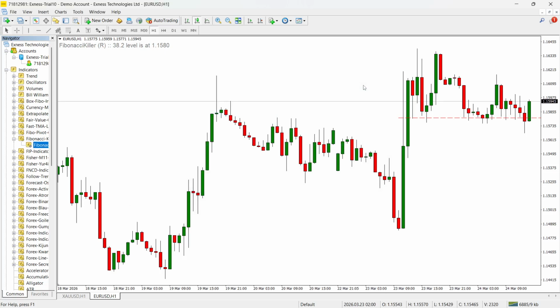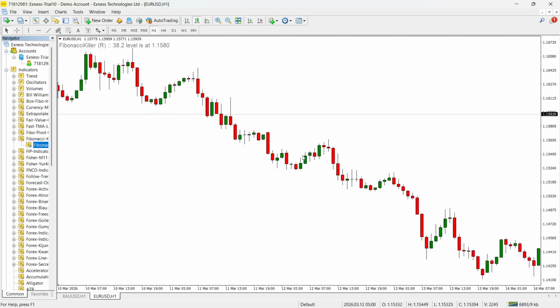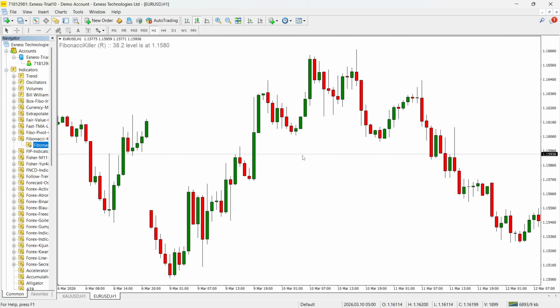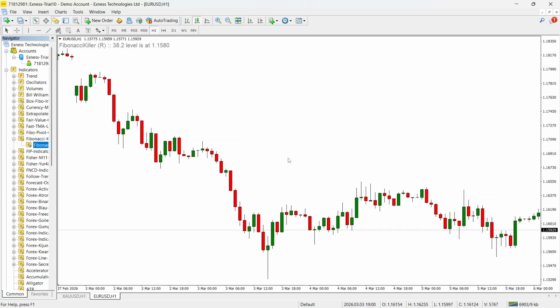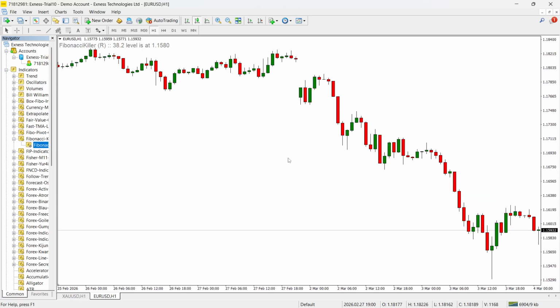So who's the indicator for? The Fibonacci Killer Indicator is suited to traders who rely on Fibonacci retracements to time entries in the direction of the main trend, but prefer a clean chart with just one key level highlighted. It can be useful for swing and intraday traders who treat the 38.2% zone as a potential reload area in trendy markets. The indicator is analytical only and does not execute or manage trades.